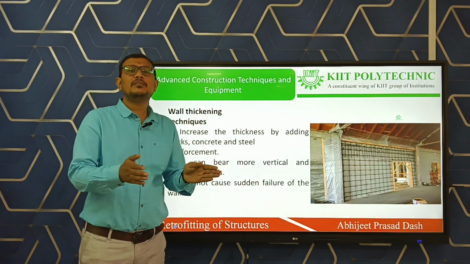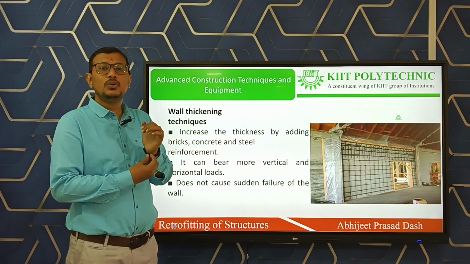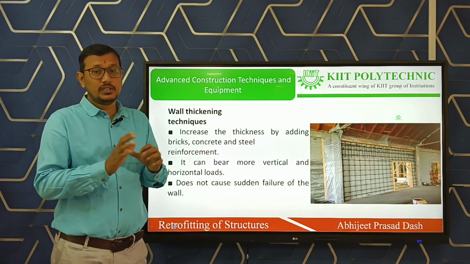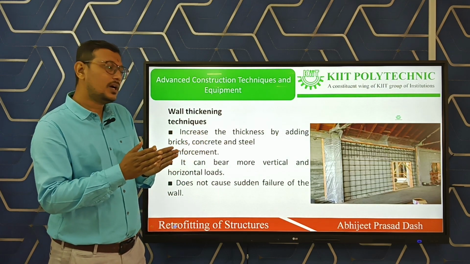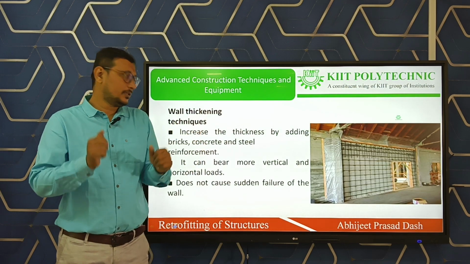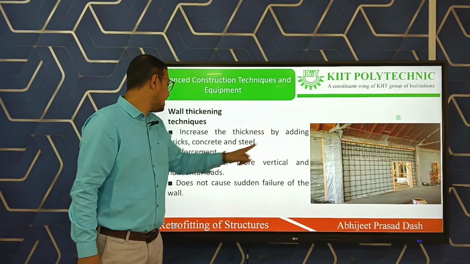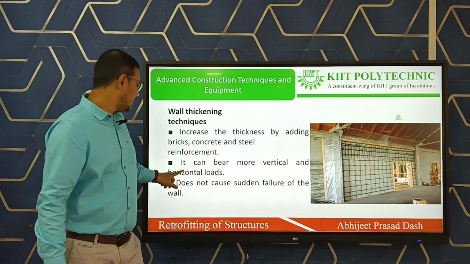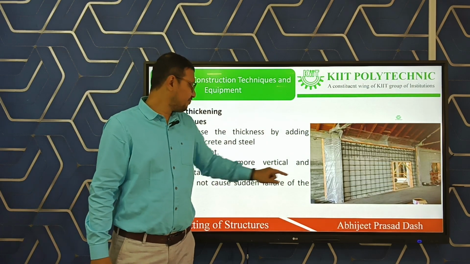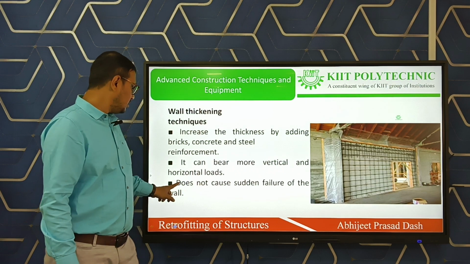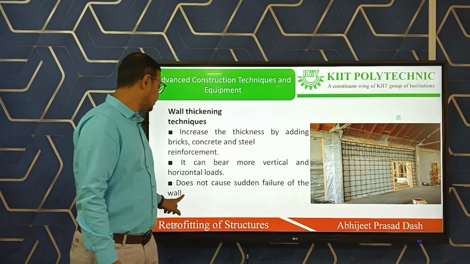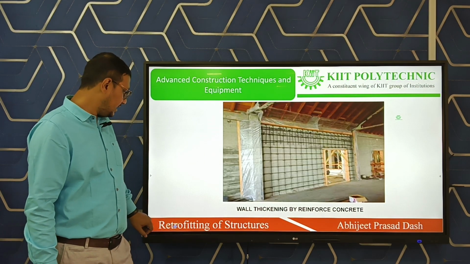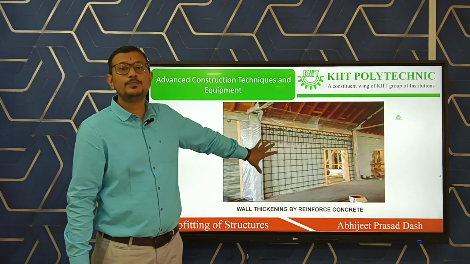The next technique is wall thickening. If there is a weak wall, we are adding another wall to it, making it thicker. Increase the thickness by adding bricks, concrete, steel reinforcement. As you see here, it can bear more vertical and horizontal loads and does not cause sudden failure of the wall. You see, this is one wall thickening, a reinforced concrete wall thickening technique.